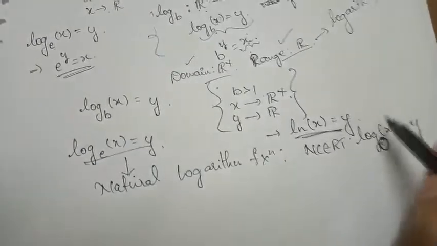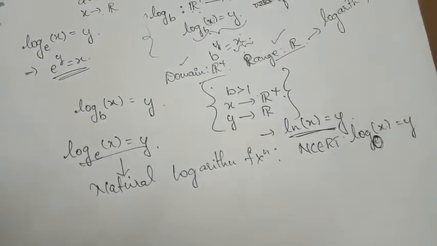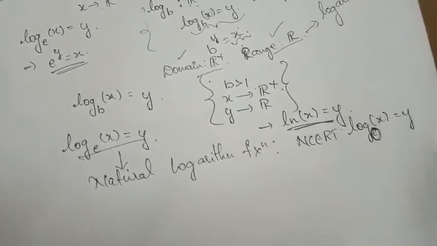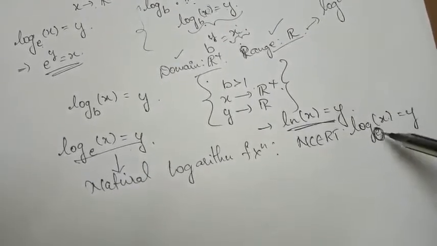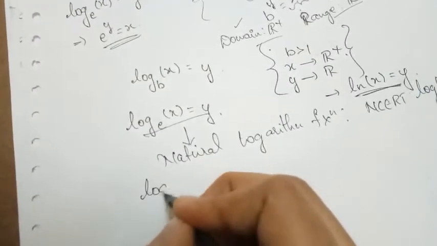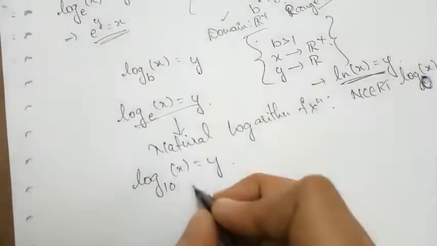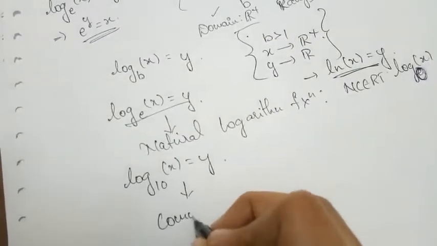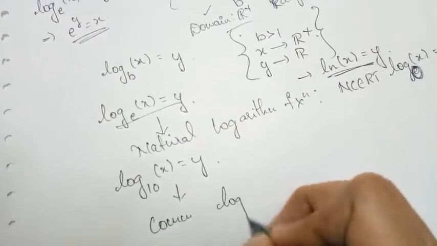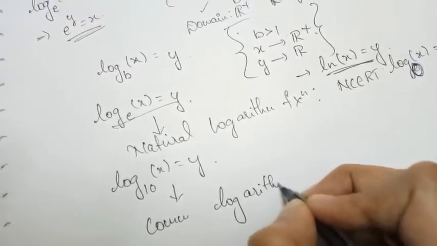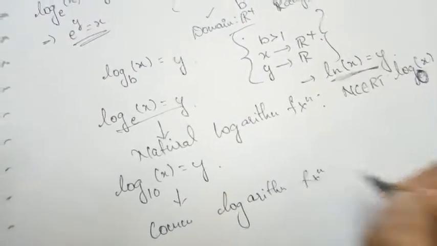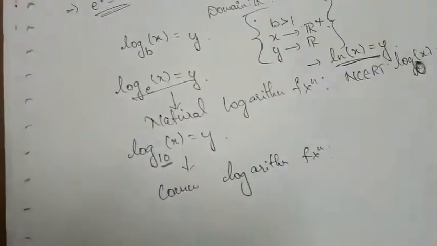So in your NCERT they are mentioning log of x is equal to y, meaning the logarithmic function they are talking about is with respect to the base e. Suppose this one is log 10 of x is equal to y, and this is nothing but a common logarithmic function, where here the base is equal to 10.